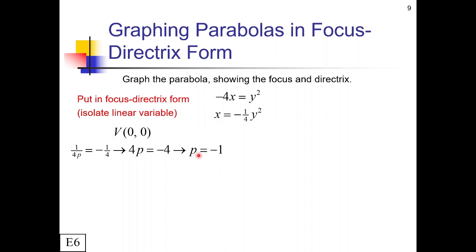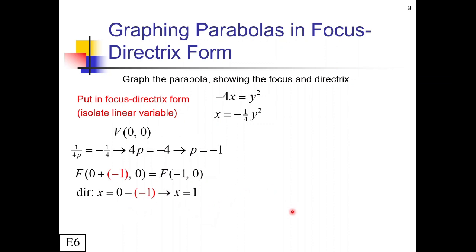So to get the focus, again, we're doing vertex plus the p-value, but that really means now we're doing the x value 0 here plus negative 1, which makes it look like we're subtracting 1, but we're really adding negative 1. So that's going to be negative 1 comma 0 for the focus. For the directrix, we're starting with the x value 0 from the vertex and subtracting the p-value, but in this case we're actually going to be adding 1 because we're subtracting a negative. And it's going to be x equals because, again, this is a left-right parabola, so we have a vertical directrix. So we have x equals 0 minus negative 1, or just plus 1.